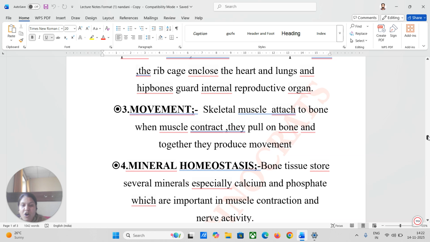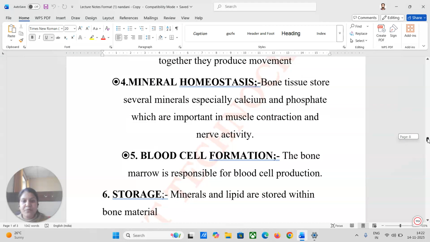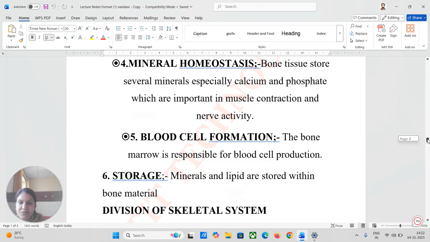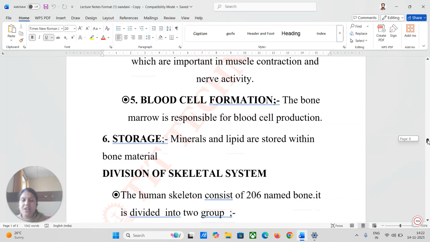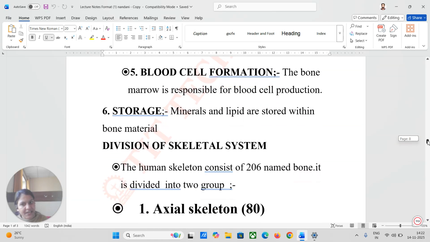Next function, mineral homeostasis. Bone tissue stores several minerals, especially calcium and phosphates, which are important in muscle contraction and nerve activities. Then next, blood cell formation. The bone marrow is responsible for blood cell formation. The next, storage. Minerals and lipids are stored within the bone materials.